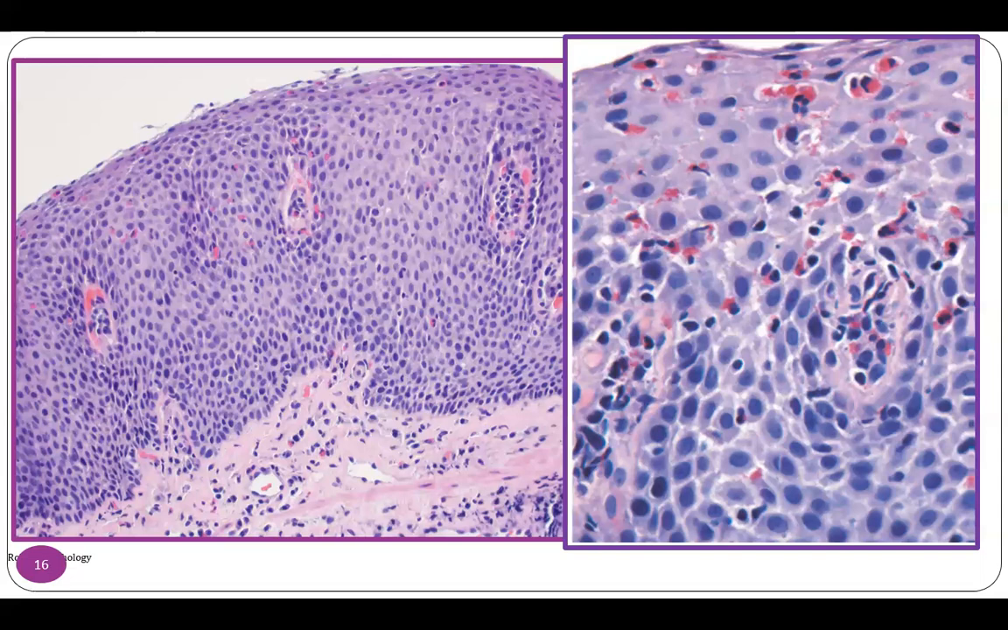Usually the microscopic cutoff for eosinophilic esophagitis is 20 in a high power field. If we see 20 eosinophils in a high power field, then we make the diagnosis of eosinophilic esophagitis, in addition to the clinical setup. So as the name says, eosinophilic esophagitis is too many eosinophils, more than 20 eosinophils in one high power field.